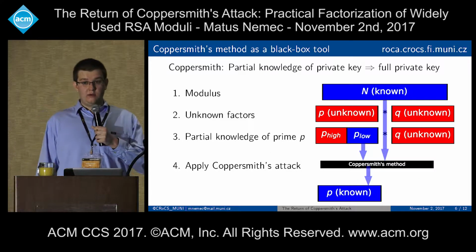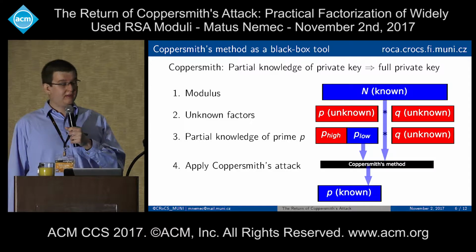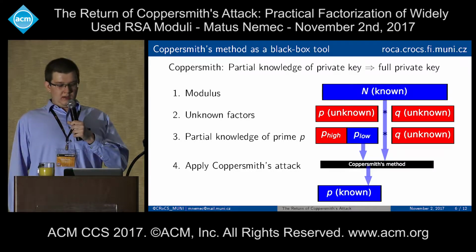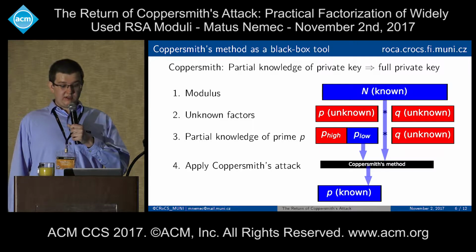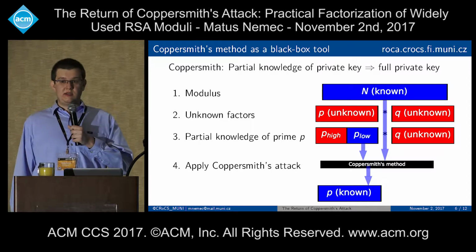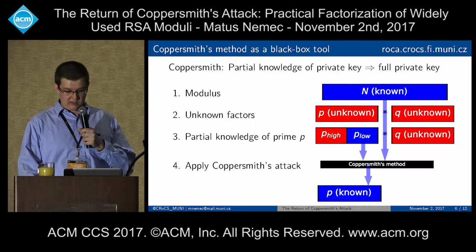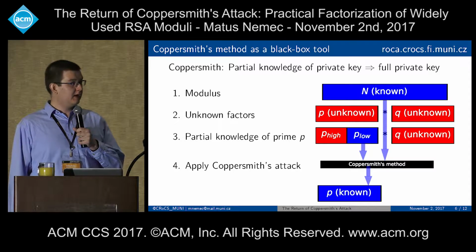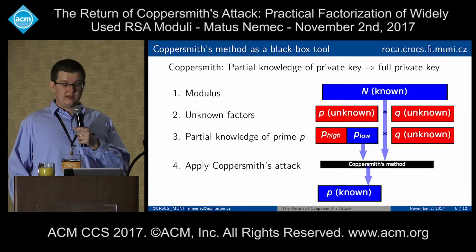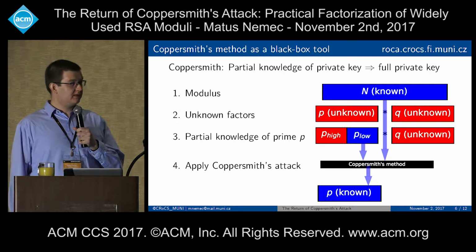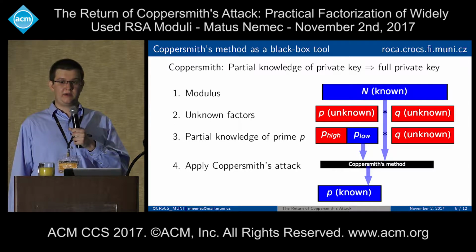For our attack, we modify the Coppersmith method. Here I will explain it as a black box tool. Given a partial knowledge of a private RSA key, the method is able to compute the full private key. In a typical scenario, the public modulus N is a known value. However, the factorization of this modulus, the private primes P and Q, are kept secret.